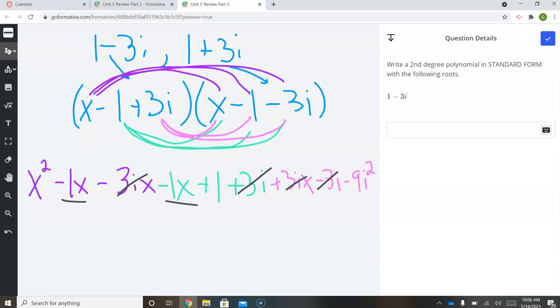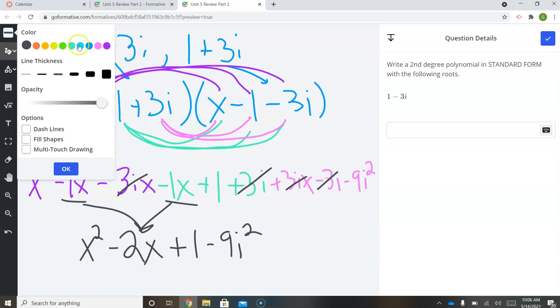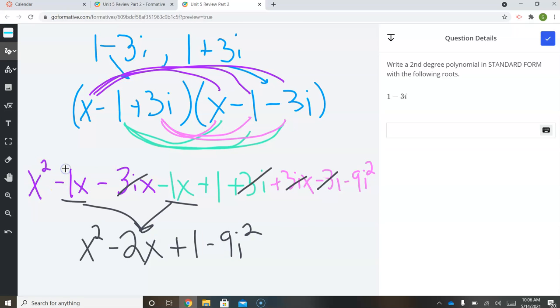So I'm going to notice here that I have 2 like terms. So I'm going to combine those. I'm going to go x squared minus 2x now, because those 2 become 2x. And then I'm going to write this so we can see what happens. Plus 1 minus 9i squared. These 2 will become something. We just have to play with the i squared. And you could have done this in one step, but the i squared becomes a negative 1.